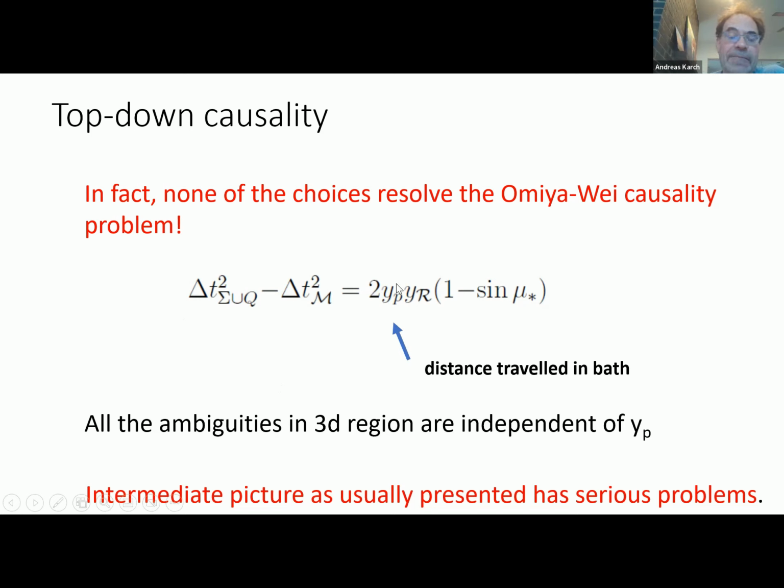Again, that's due to the fact that my shortcut is proportional to the distance I travel in the past. And no matter what I do in this 3D region, it doesn't know about what question you're eventually going to ask. So this intermediate picture, as it is usually presented, has serious problems, in the sense that there's a genuine causality issue that just won't go away. Even full string theory doesn't make it go away.